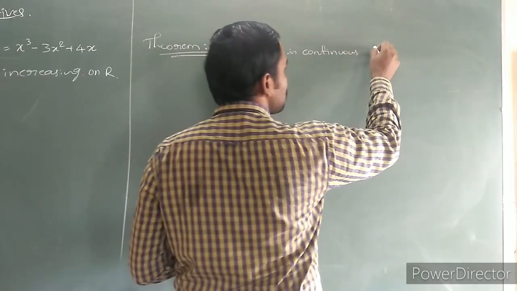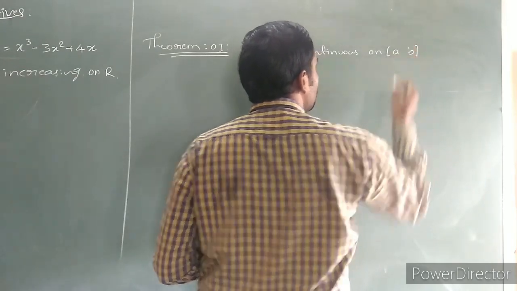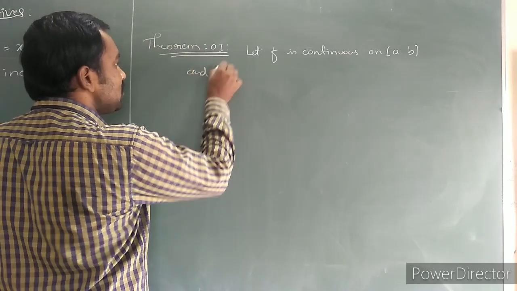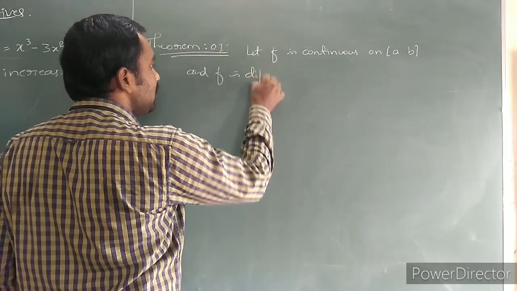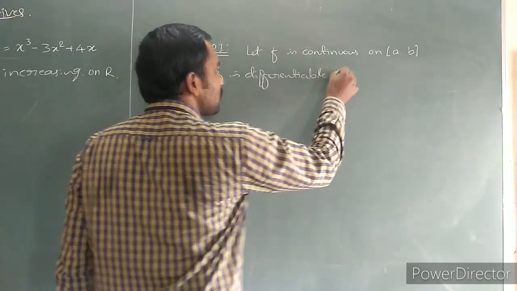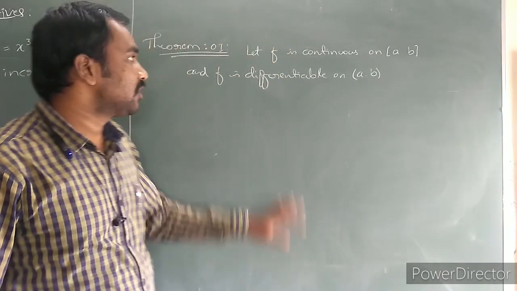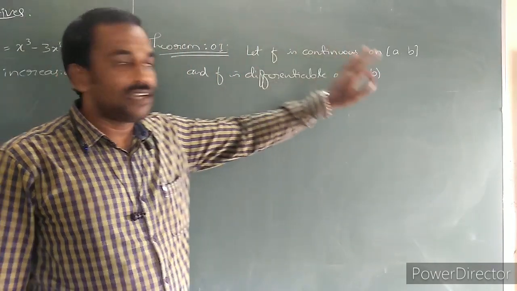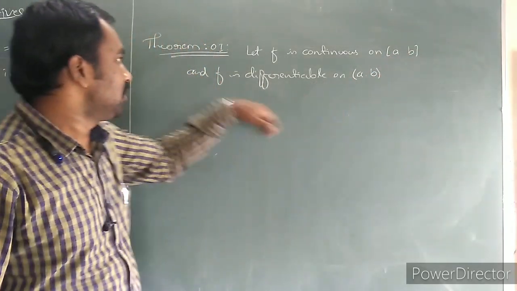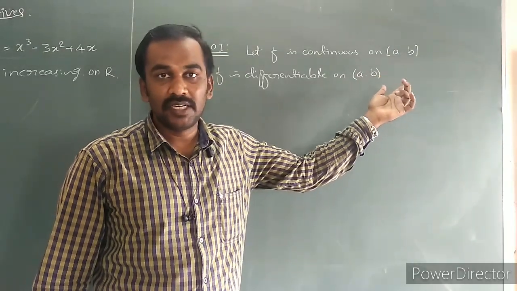Let f be a continuous function on a closed interval [a, b], and f is a differentiable function on the open interval (a, b). Here is one point to remember: continuity is always on a closed interval, so the endpoints we have to include.